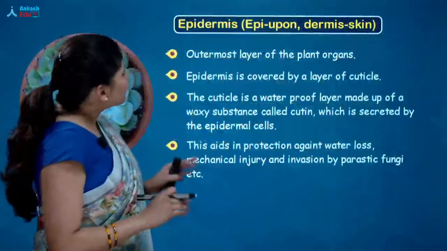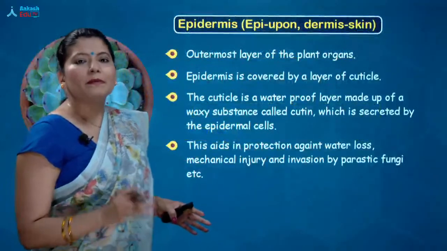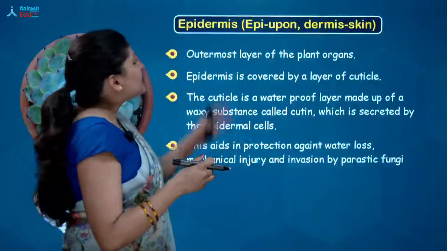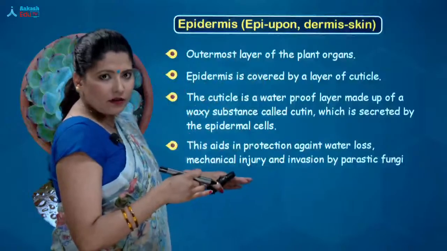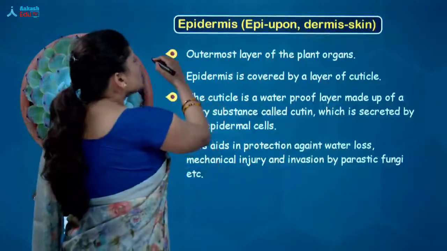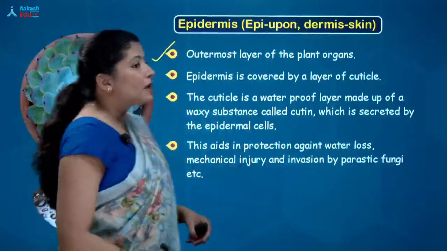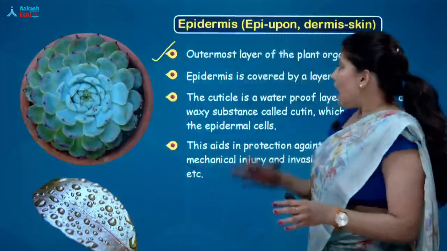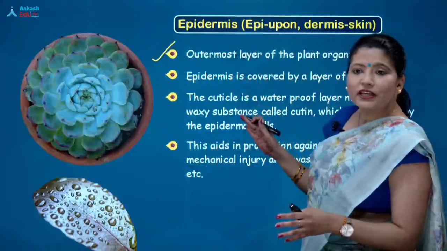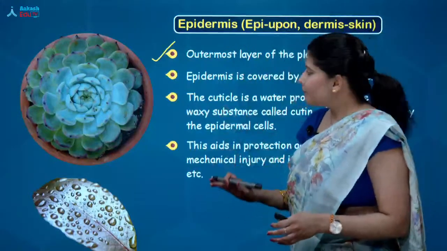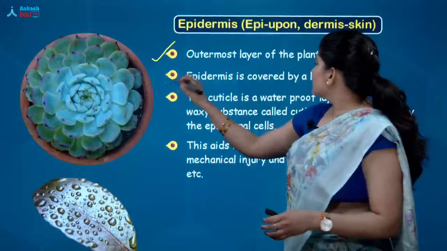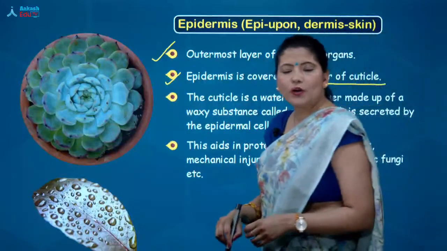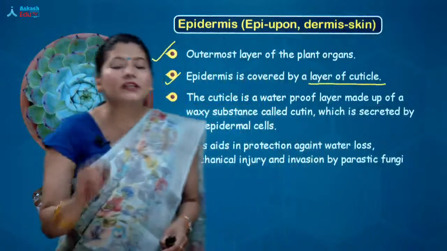So let's start with epidermis. Epi means upon. Okay, epi का मतलब क्या है? Upon. Dermis means skin, right? So it is the outermost layer of the plant organ. किसी भी plant organ की outermost layer कौन सी होती है? That is epidermis. Epidermis is covered by a layer of cuticle. So what it is? It is cuticle.